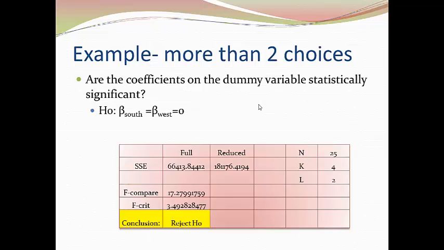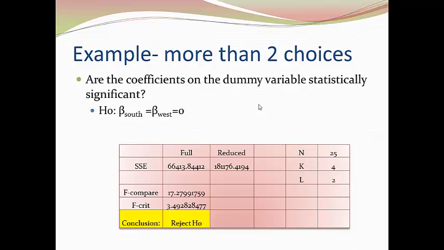But I still need to know, are my dummy variables statistically significant? So in order to do that, I'll have to conduct my partial F test. So H0 would be my dummy variables are not statistically significant, meaning that region has no impact on sales. And I will calculate my SSEs from my full and reduced model here.